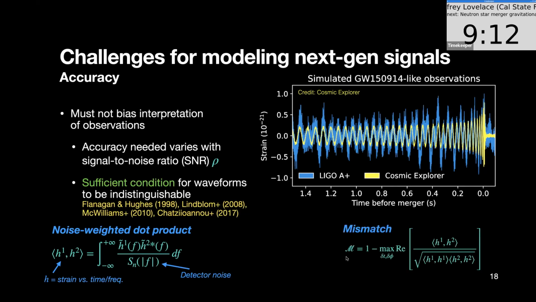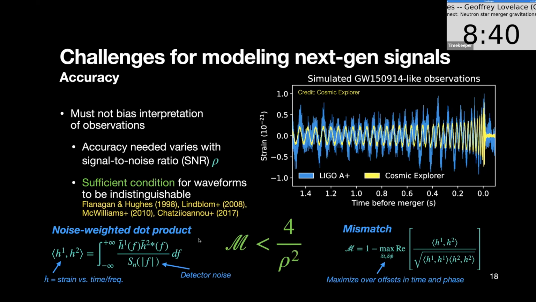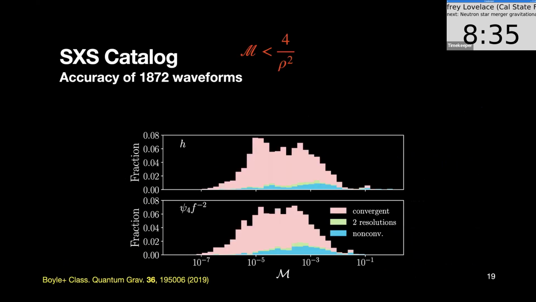Then the mismatch is something you can define, which is 1 minus this dot product of a unit vector pointing in each direction, basically. So you make H1 into a unit vector and H2 into a unit vector using this dot product. If it's the exact same waveform, that will be 1, so 1 minus that will be 0. Then if you maximize over any potential offsets in time or in phase, that's the mismatch. How good does it have to be? Well, this criterion says that for the two waveforms to be indistinguishable, the mismatch scales as 1 over the signal to noise ratio squared.